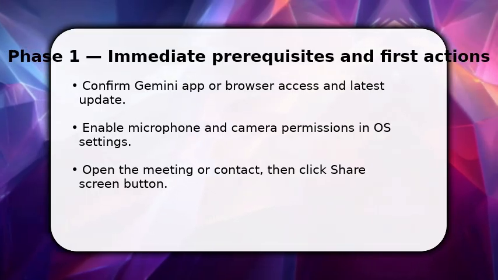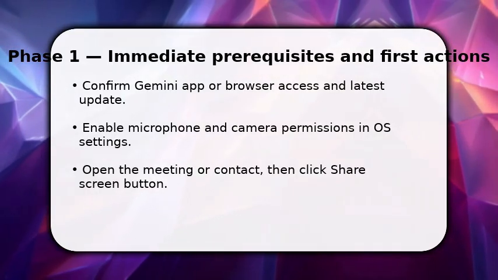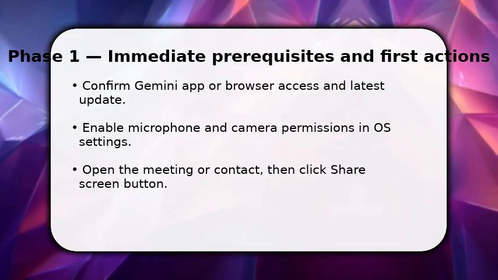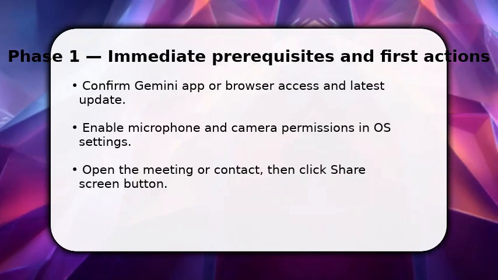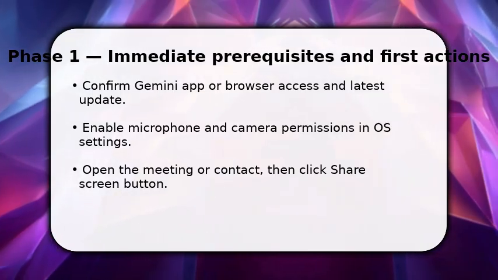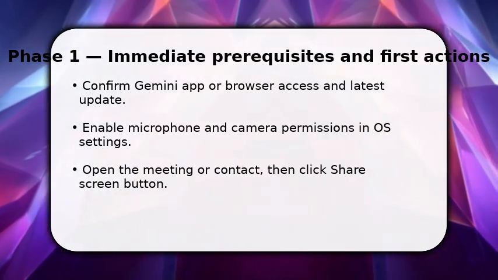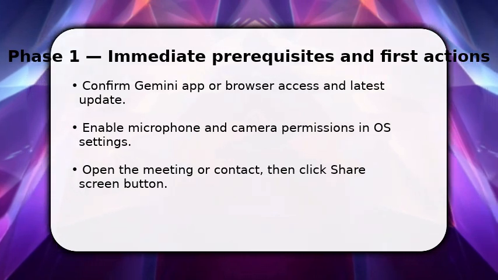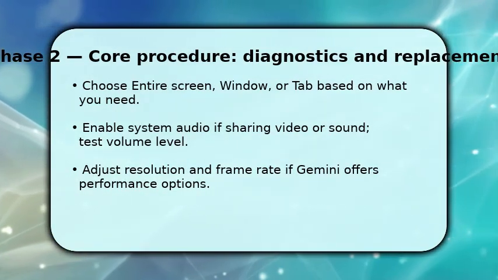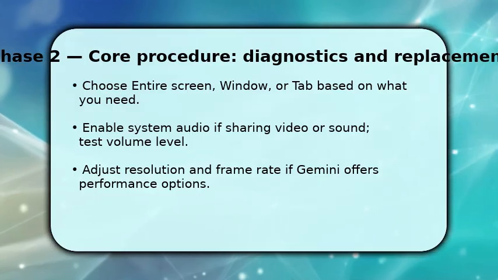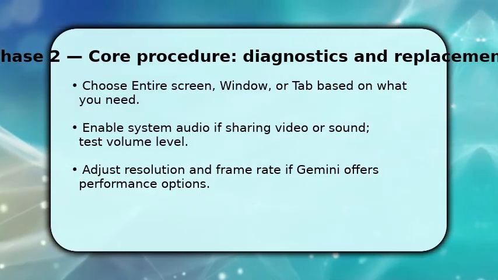Then open the meeting or the chat with the person you'll share with and click the Share Screen button to start the handshake. You do this now because initiating from the meeting context grants correct stream permissions and keeps window focus for screen selection. You now select what to share: entire screen for full context, window for one app, or tab for a single browser tab. Choose based on privacy and clarity.